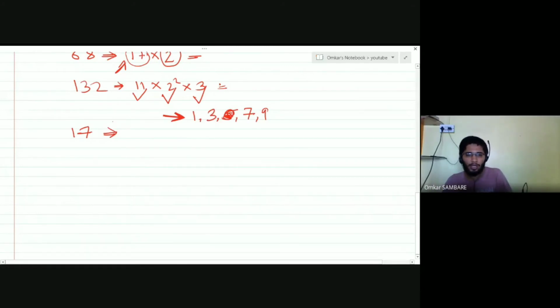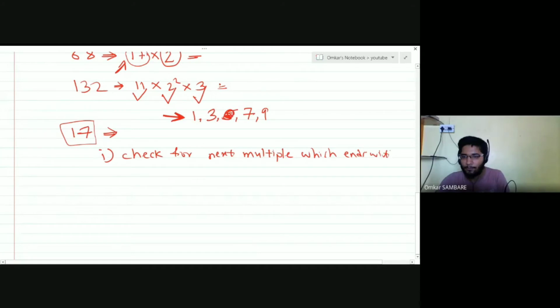So what we have to do? If we are checking for divisibility of 17, we want to create the divisibility of 17. Then we will check the multiple of 17. I am writing here the first step. Check for the multiple which ends with 1 or 9.